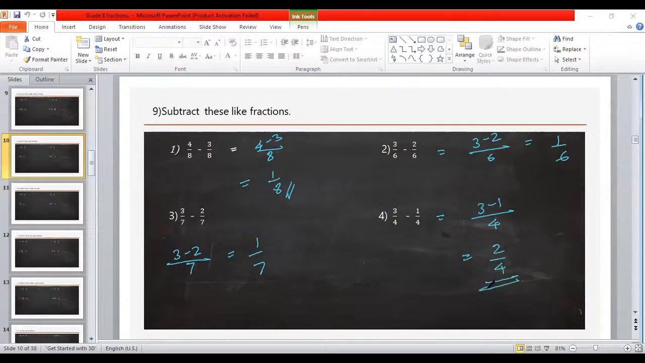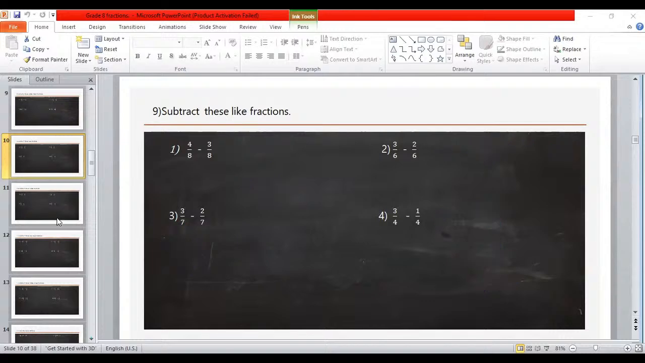Right. Next question. Subtract these unlike fractions, right? Like addition, you have to do the subtraction also the same. So we want to convert this to a common denominator.